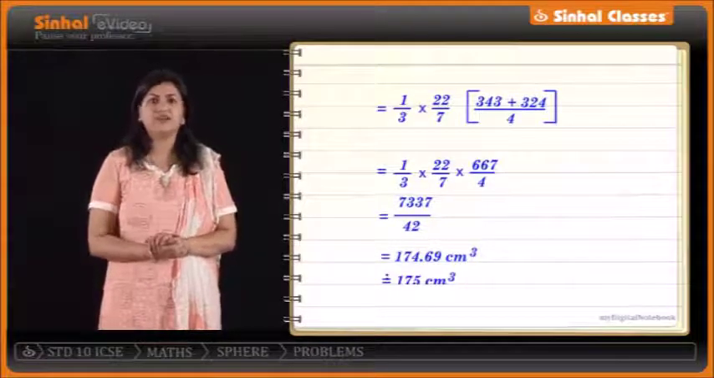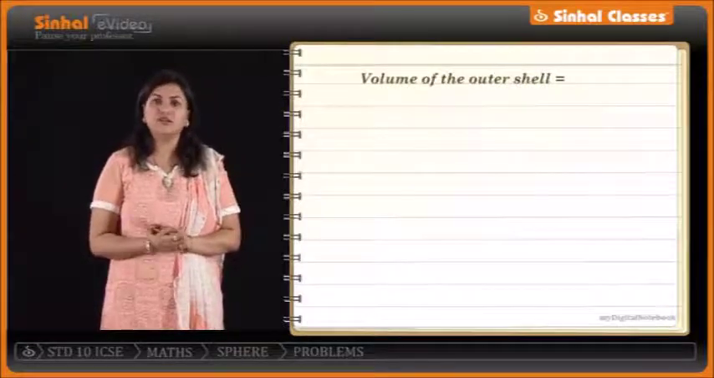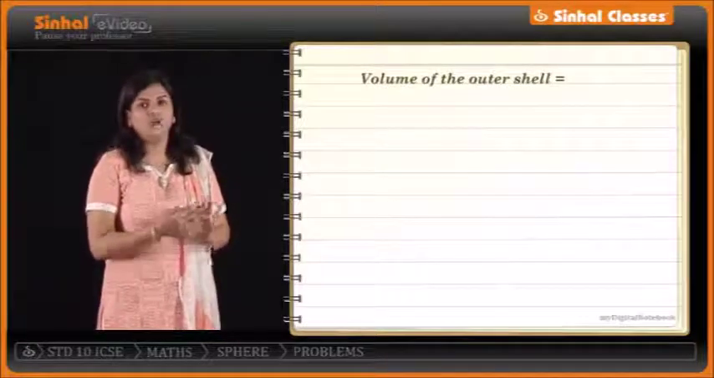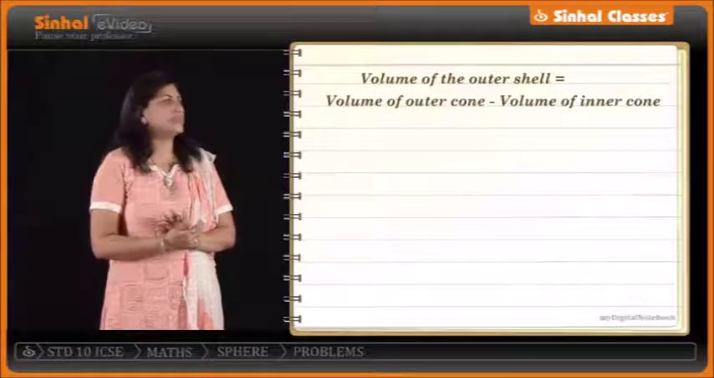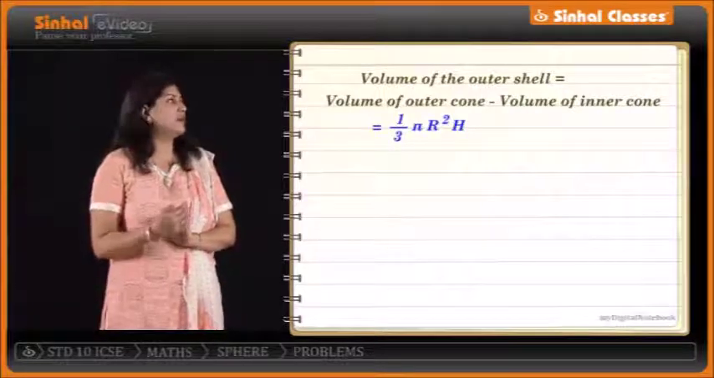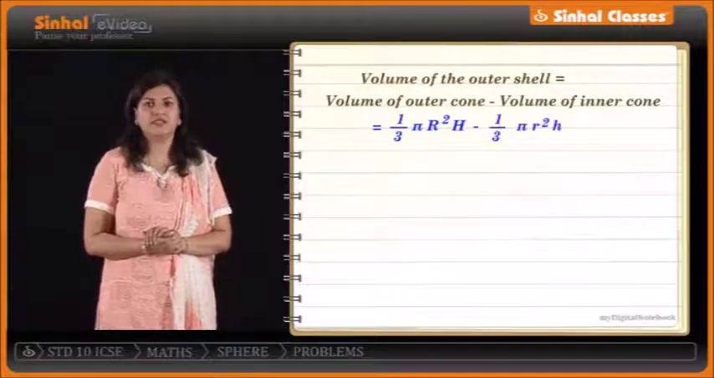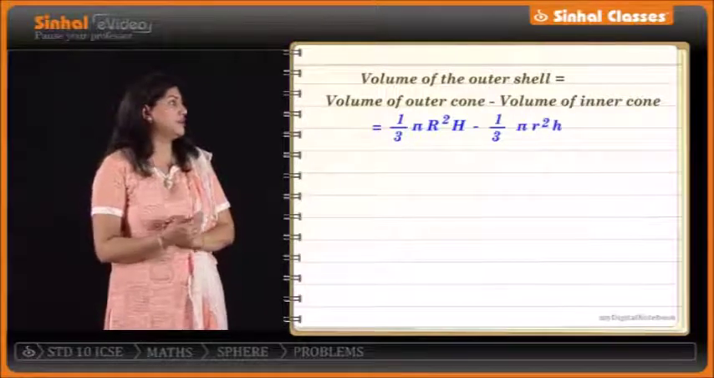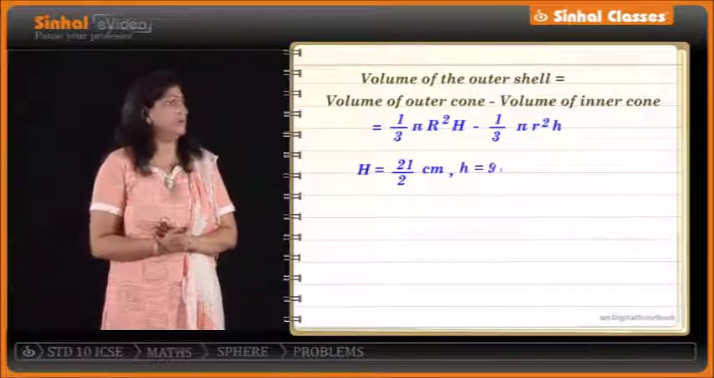Now for the second part, we are asked to find the volume of the outer shell, that is the volume of the shaded portion. So the volume of the outer shell will be equal to volume of the outer cone minus volume of the inner cone. That is equal to 1 upon 3 pi capital R square capital H minus 1 upon 3 pi small r square into small h. Here the heights will also be different. Now capital H over here will be 21 upon 2, whereas small h is 9 centimeter.